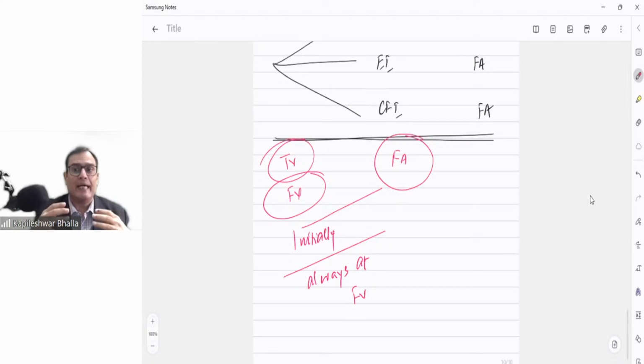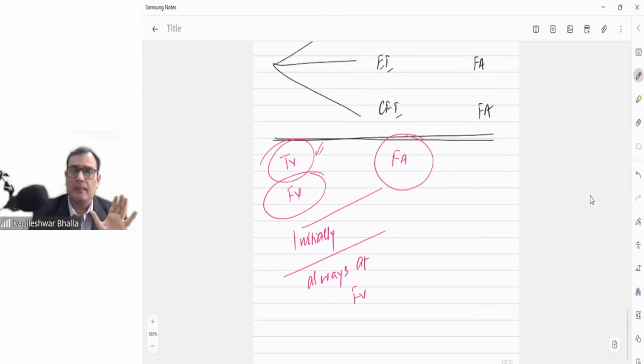When we were in IGAAP, how did we used to pass an entry? I invested 10 lakh rupees. So I gave 10 lakh to someone. So we used to put the entry: investment account debit, to bank. So this is what I gave to the other person. This is what we call a transaction value. IGAAP used to consider recording at a transaction value. Transaction value is the value at which you transact. But it is not necessary that the fair value and the transaction value will be the same.